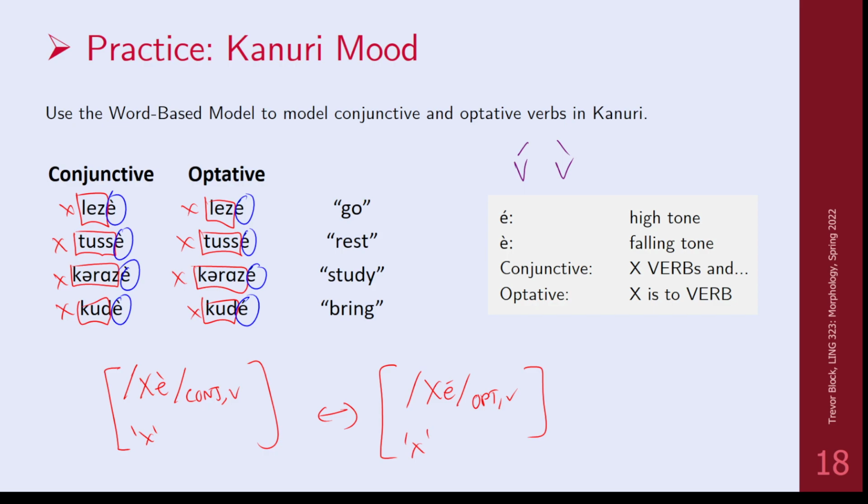Now, maybe it's more general. Maybe there's something like mizo with falling tone and mizo with high tone. In which case, we might want to be more general and say there's any vowels. So it could be the fact that you have XV falling corresponding with XV high. And this would be the general form where we have these different vowels.